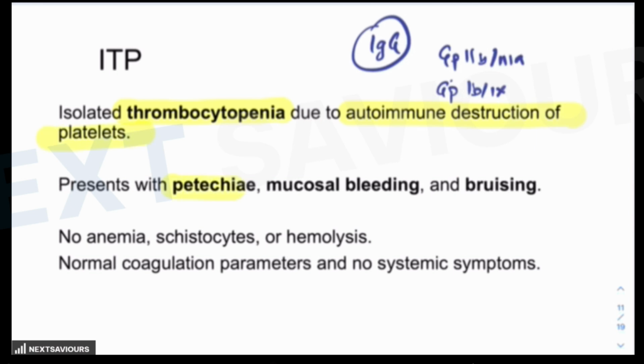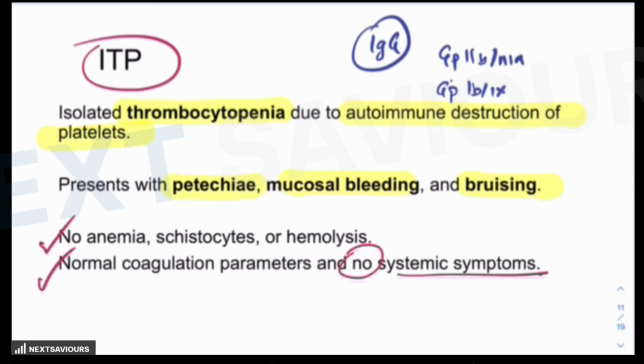Now it presents with the petechiae, mucosal bleeding, and the bruisings only. So there is no anemia, there is no schistocytes, there is no feature of microangiopathic hemolytic anemia, normal coagulation parameters, and no systemic symptoms in case of thrombocytopenic purpura. So this is how you are going to differentiate each one of them.